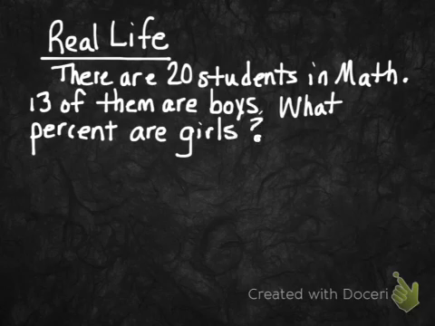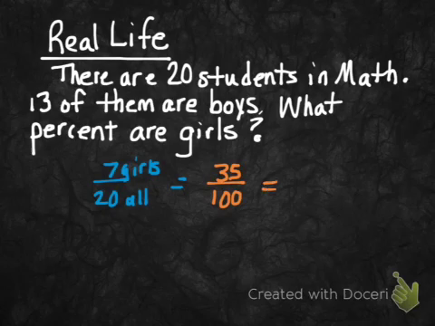All right, so what fraction do you want there? 13 out of 20? No, that'll tell me boys, so I want girls. How many girls then? Yeah, 20 minus 13 is 7. So there's 7 girls out of 20 kids. That easily converts to 100 by timesing by 5. And we have 35 over 100 or 35% that are girls.